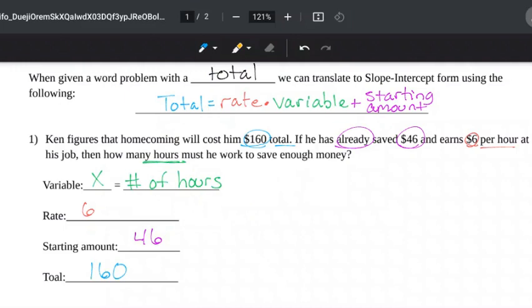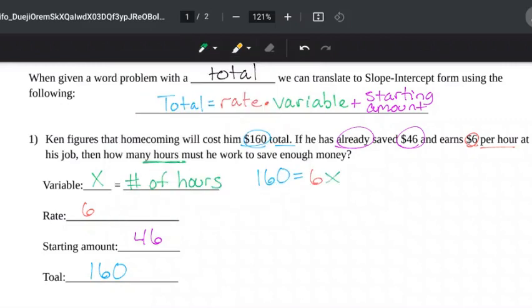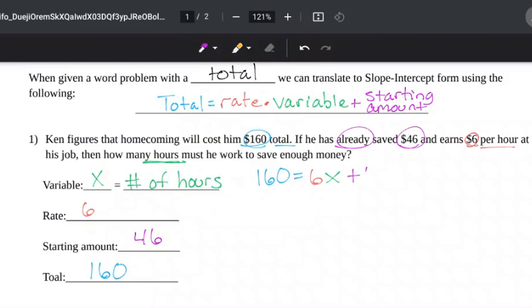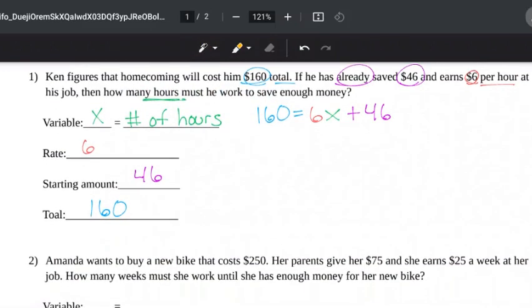Okay, now all we have to do is plug this information in. So if we follow our formula, total goes first, which is $160, equals our rate, which is $6 times our variable, x, which represents the number of hours he must work. And then we are going to add in our starting amount of $46. Okay, so the next thing we must do is solve. Right, we set up the equation, and now we need to solve for x.